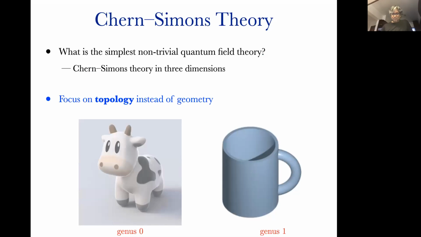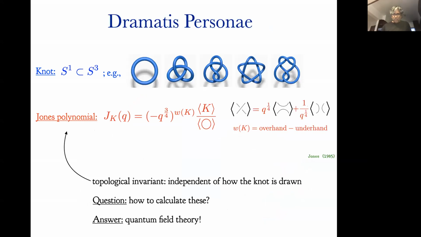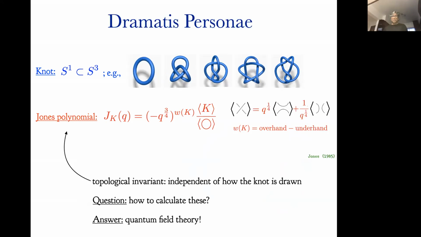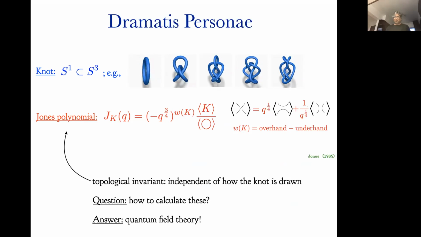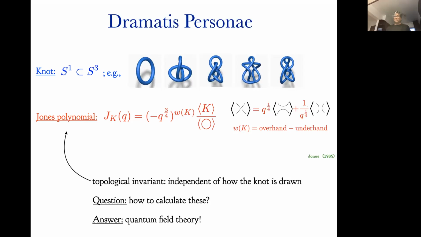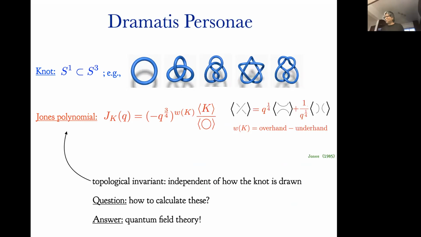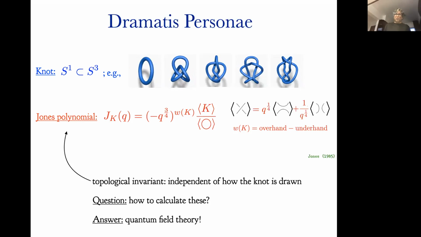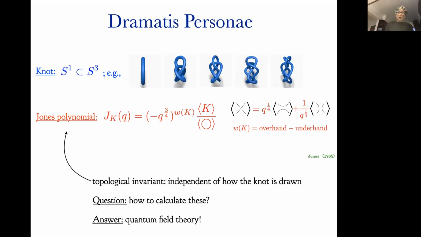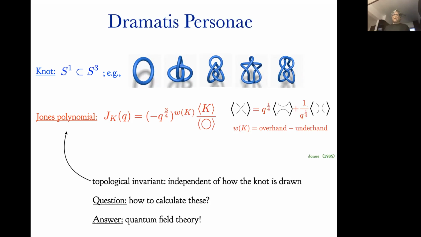So the thing to do is to invent topological invariants. These are independent of how the knot is drawn, and you can use this to characterize the class of knots that you're studying. So one topological invariant is called the Jones polynomial. It's defined using something called the Kauffman bracket. But it turns out there are cleverer ways of computing the Jones polynomial.